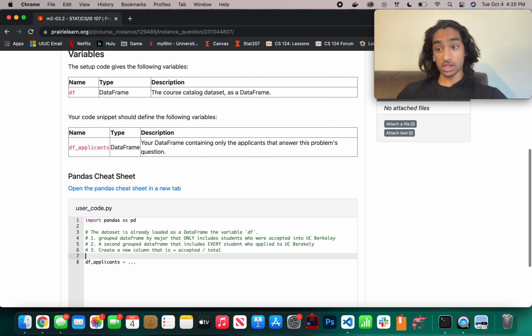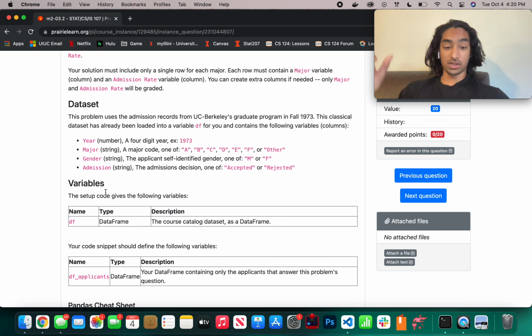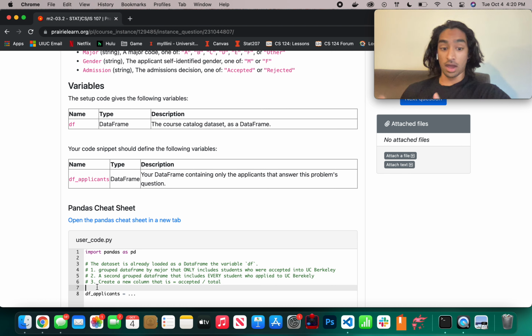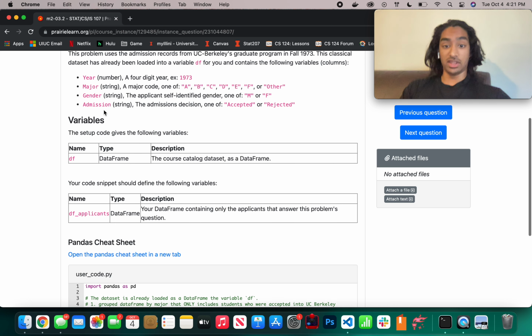Okay, so now that we have kind of the framework of how we're going to go about this, let's just get right into it. So to start off, we have this data frame that includes every single applicant who has applied to UC Berkeley in 1973. And what we need to find is first, we need to create a subset of that original data frame that's going to only include the number of people who are accepted. So I'll call this one accepted. And I want accepted to be where the admission column here is equal to accepted. So this isn't going to be a numerical value. It's not going to be like a 1 or a 0. It's just going to be this string accepted.